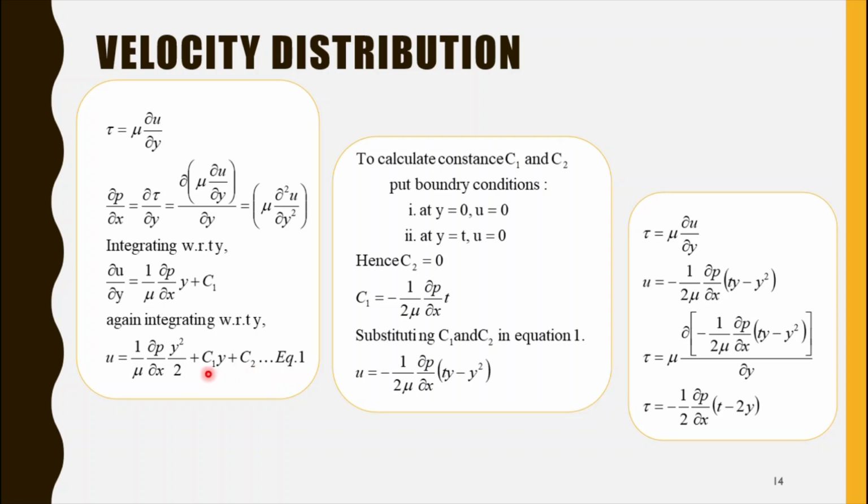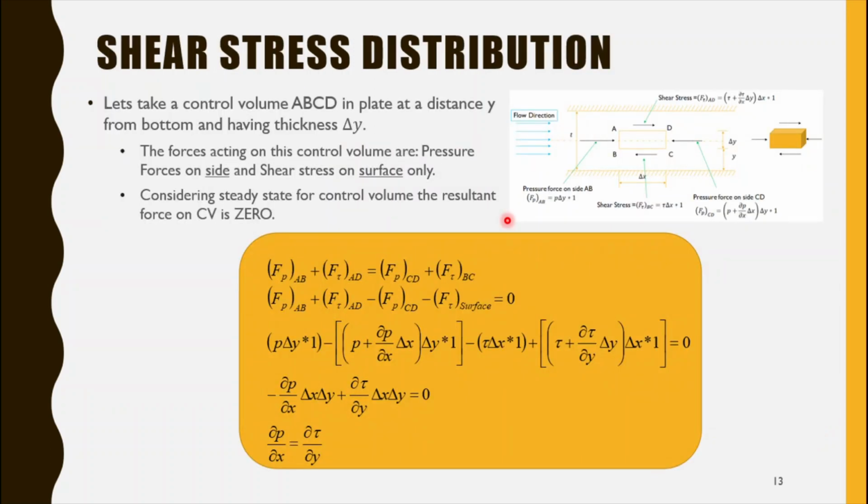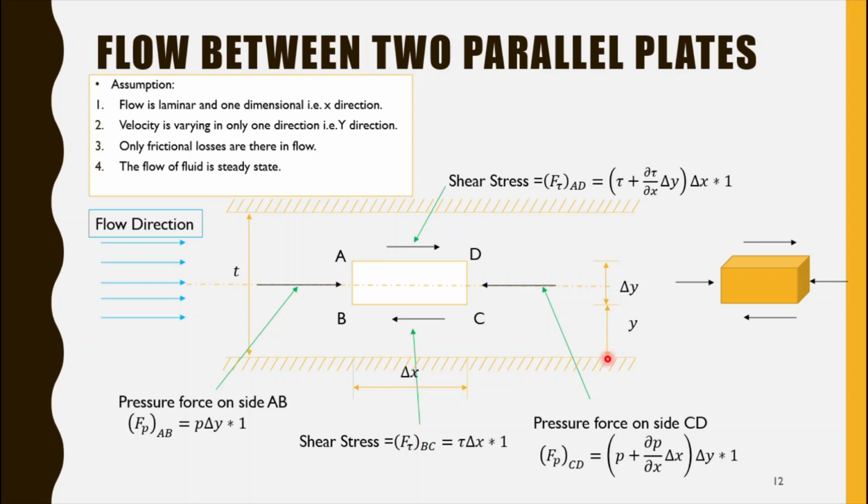Now in this equation we have one constant c1 and one constant c2, so we need two boundary conditions. To calculate c1 and c2, let's put the boundary conditions. The first boundary condition is y is equal to 0, u is equal to 0. Let's observe here, at y is equal to 0 your velocity is also 0. Why? Because it's a wall, and on the wall your velocity is 0.